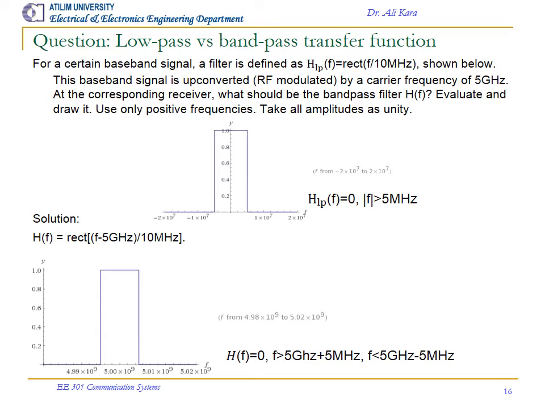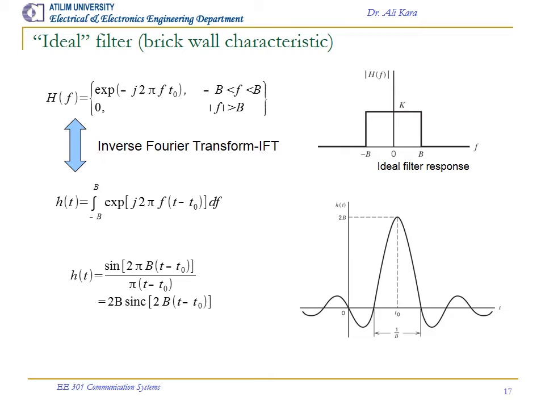Solution: H of f equals rectangle of f minus 5 GHz over 10 MHz. When a baseband signal is directly upconverted, it is just shifted to the carrier frequency in the spectrum. So, the filter defined for the baseband, H low pass, is just shifted to 5 GHz in spectrum. This band-pass filter enables us to filter out any out-of-band unwanted signal component, and gives us the desired signal in the passband. Ideal filter, brick wall characteristic.